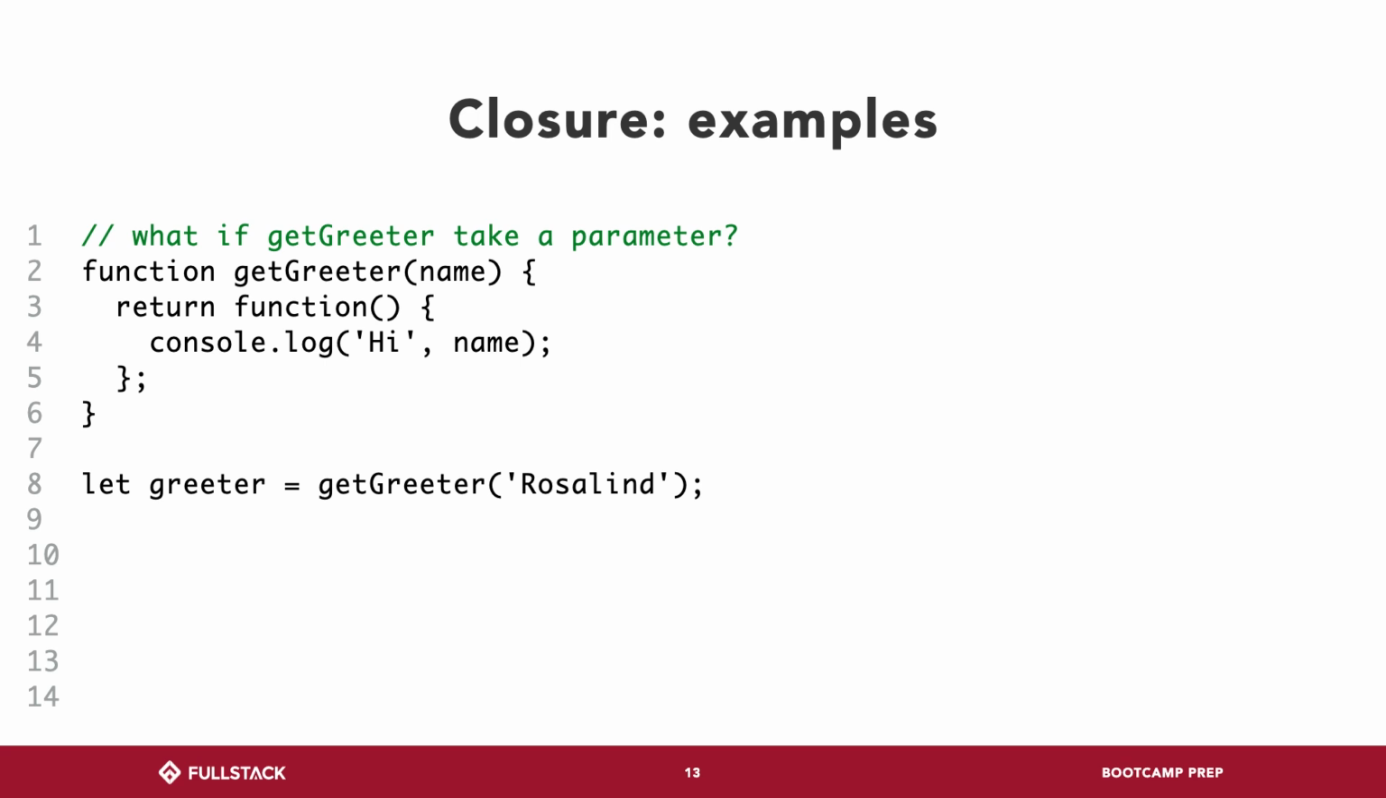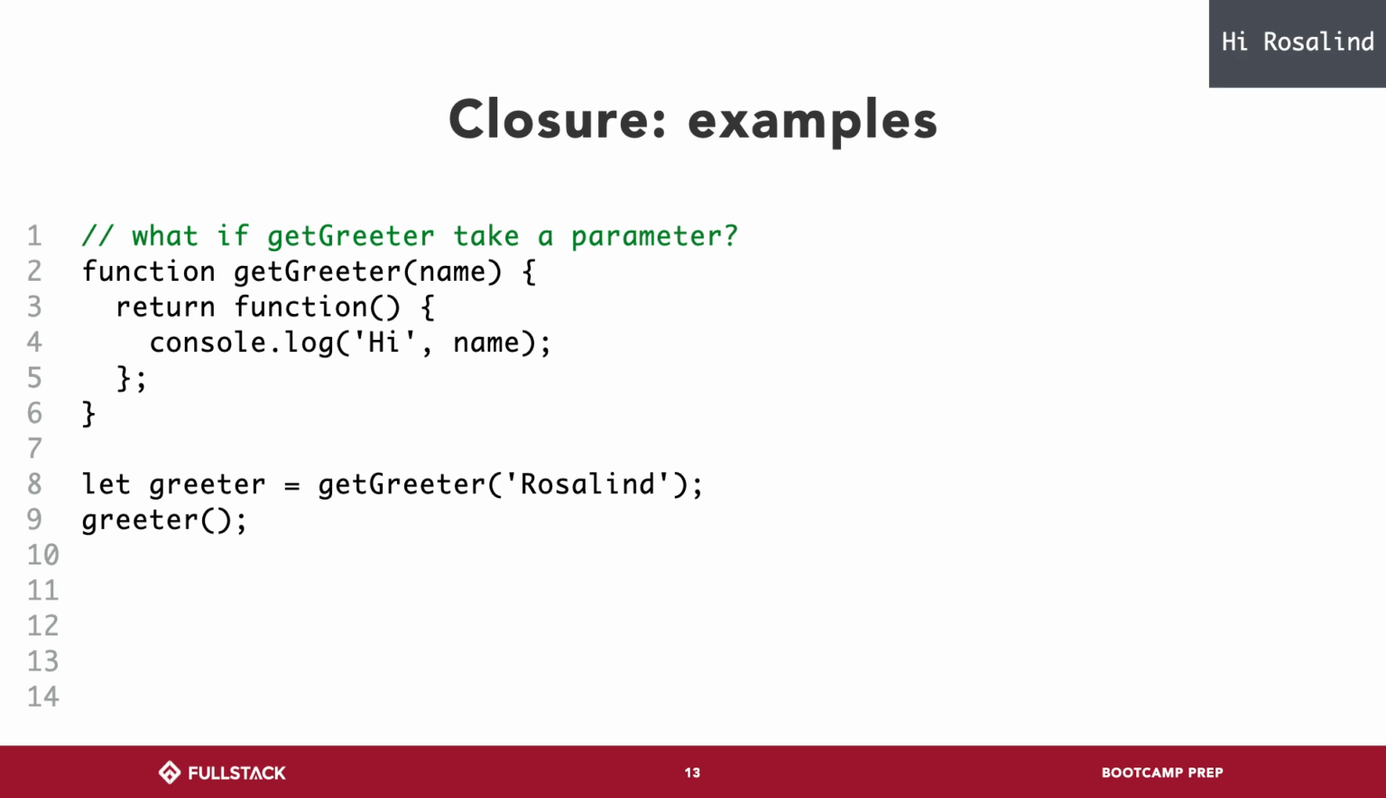So we remove the console logs, and we're just saying, okay, when we're defining getGreeter now, this is also going to take name. It's going to take a parameter. Greeter is equal to getGreeter invoked, and you pass in Rosalind when you're assigning it to this thing. So now, when you invoke greeter, you get hi Rosalind.